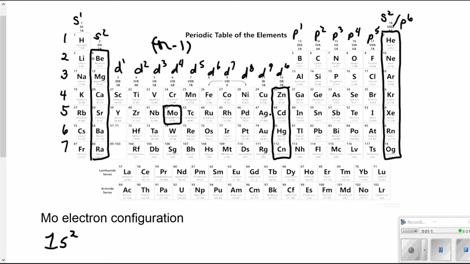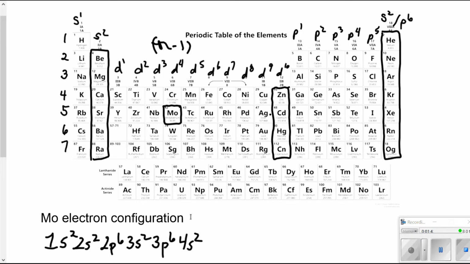So our next stop is beryllium, which is going to be 2s2. And then neon, 2p6. Magnesium, 3s2. Argon, 3p6. And then the next stop for calcium is 4s2.